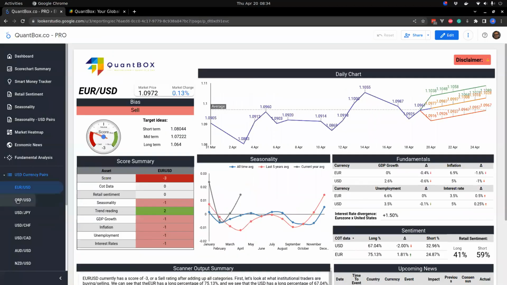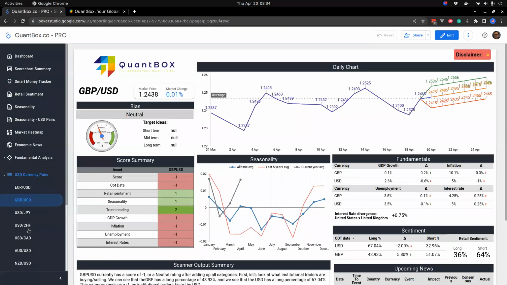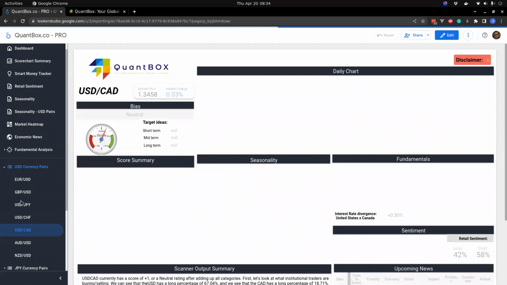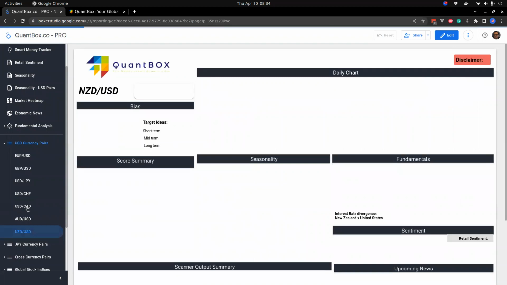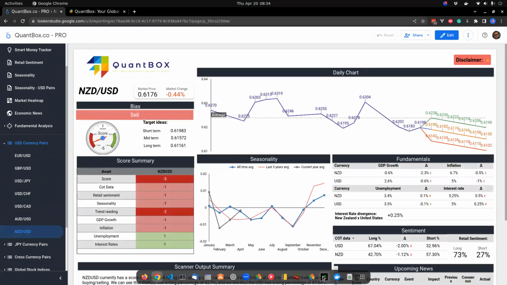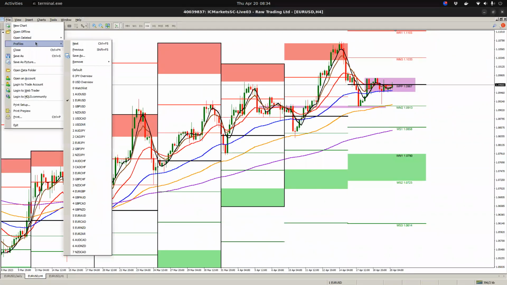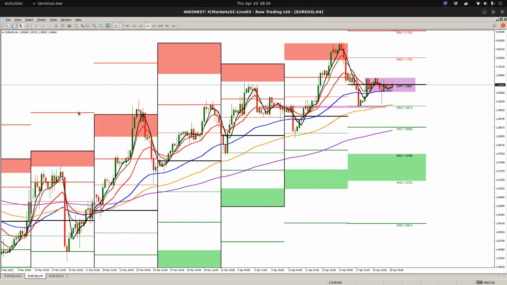Then on the pound dollar, we got neutral. USD CAD, we got neutral. Aussie dollar USD, we got neutral. And Kiwi dollar, we got sell. So Kiwi dollar and euro dollar, the only pairs that you can exercise fundamental bias on right now.